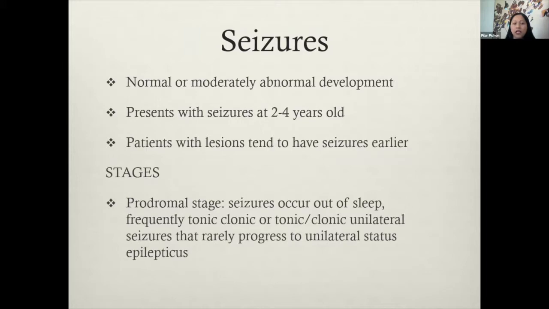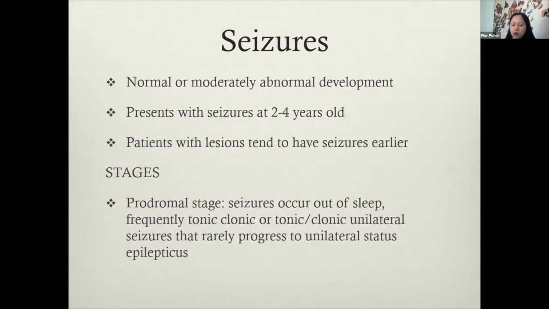And then for seizures, sometimes they may not have seizures during the day, but when they fall asleep, they have this ESES pattern in their sleep. Or some children can have moderately abnormal development as well. Usually the children with CSWS present with seizures between 2 to 4 years old. Patients with structural lesions, so abnormalities in the brain, tend to have seizures earlier, so they can have it prior to 2 years old.